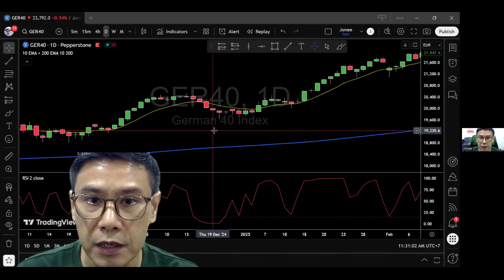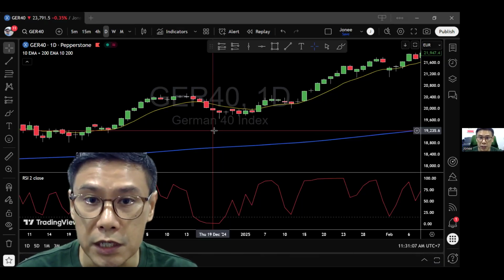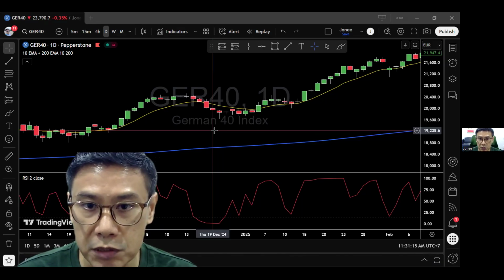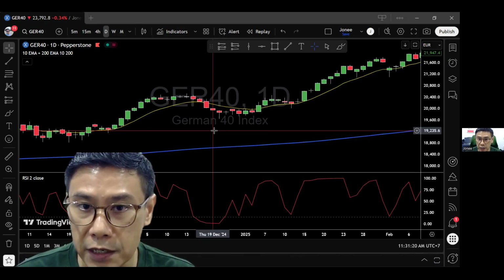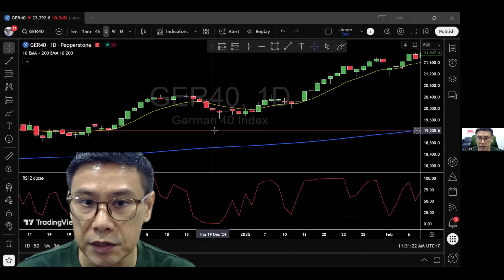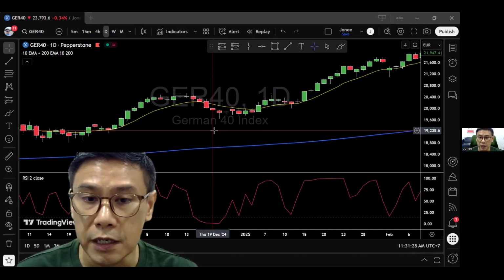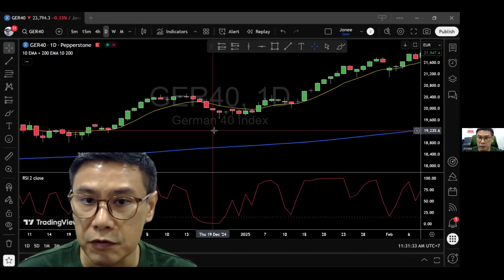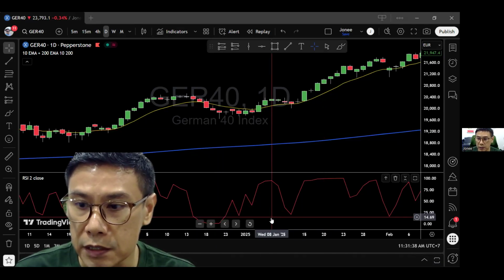Okay, so let's explain how this is done. But first, let's talk about the indicators that you need. The first indicator is the 10 EMA, that's the yellow line, and the 200 EMA, which is the blue line. You also need the relative strength index or the RSI, but I changed the period to 2. The standard or the default for RSI is 14. In this case, you need to change it to 2. And the level of concern would be 15. So here the broken white line is 15.